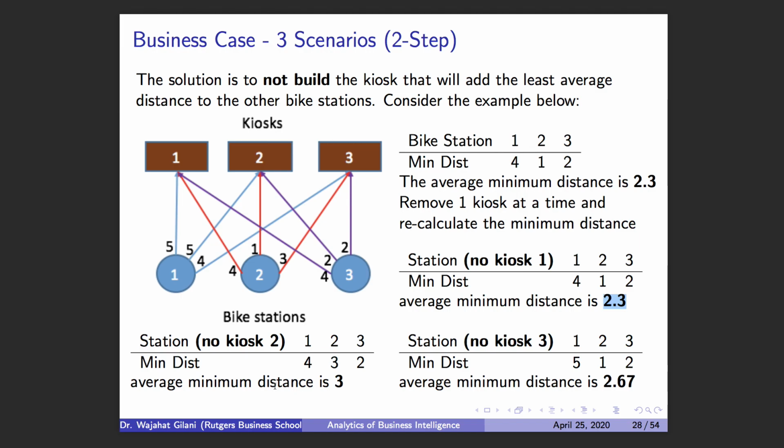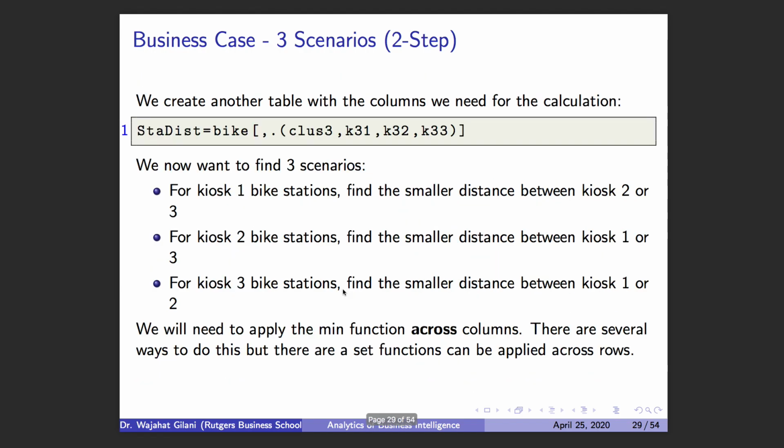All right? So in this particular example, we're going to actually build kiosks 2 and 3. And honestly, I would probably tell my client, listen, we don't even need kiosk 1. Just leave kiosk 2 and 3. Save yourself some money. Right? But that's basically the logic, the algorithm we want to use to figure this out.